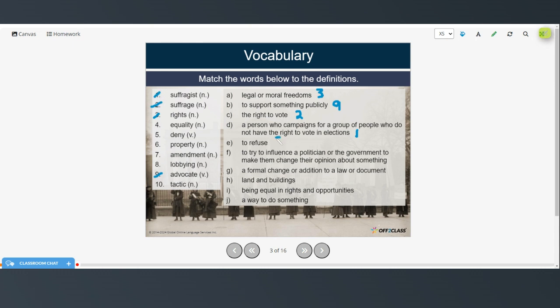To refuse is number 5, to deny. To try to influence a politician or the government to make them change their opinion about something, that is number 8, lobbying. A formal change or addition to a law or document, that would be an amendment, number 7. Land and buildings, that's number 6, property. Being equal in rights and opportunities is number 4, equality. And a way to do something is number 10, tactic.